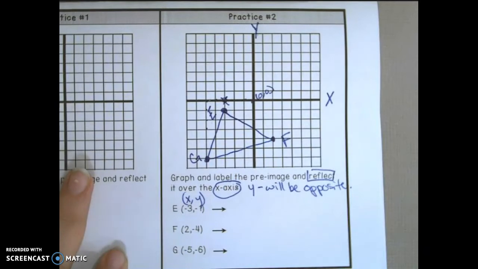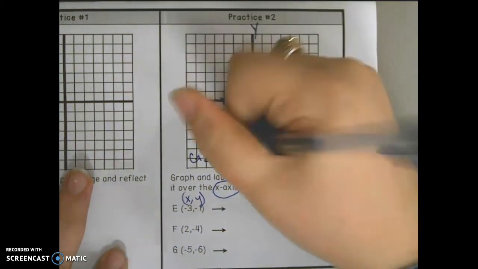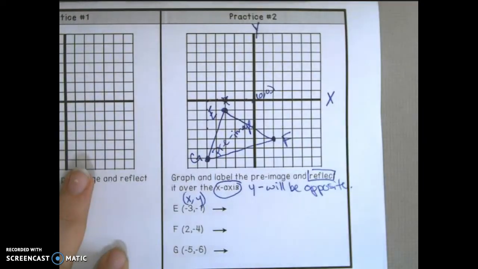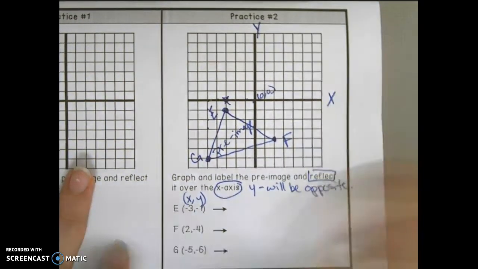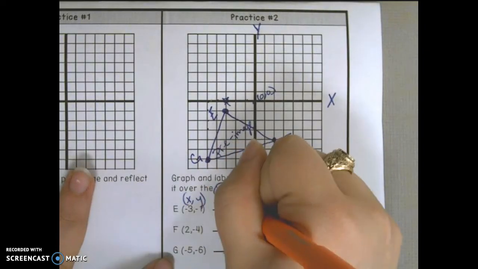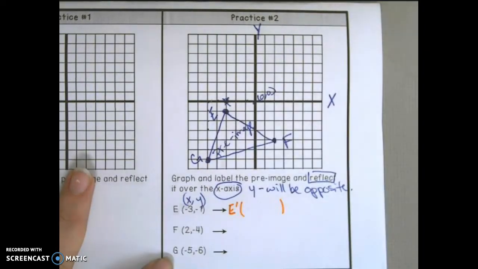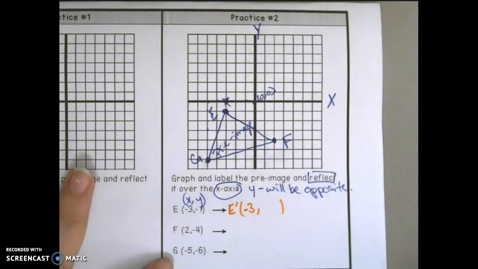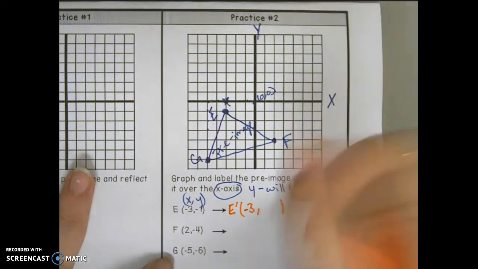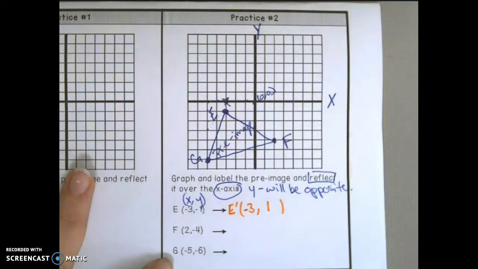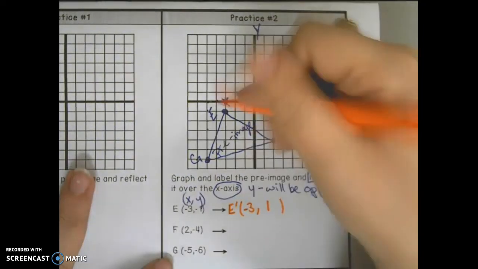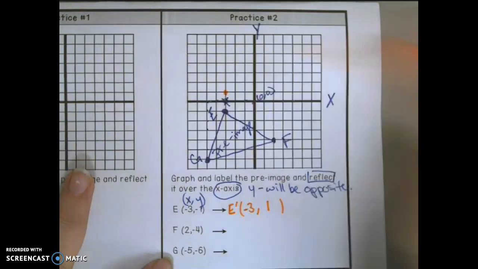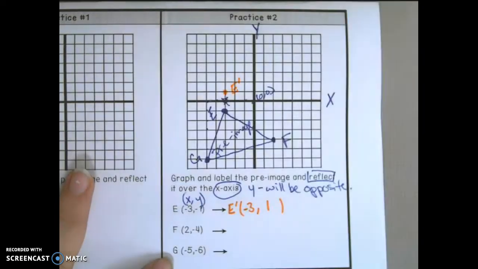Alrighty. So there's my pre-image. You don't have to write pre-image. So then E. When I do my E primed, remember, if it's across the x, my y will be opposite, but my x stays the same. So my x stays at negative 3, but my y is the opposite. So the opposite of a negative 1 is a positive 1. Okay? And when you reflect it across, it stays on the same x, just on the opposite side. So that's my E primed.